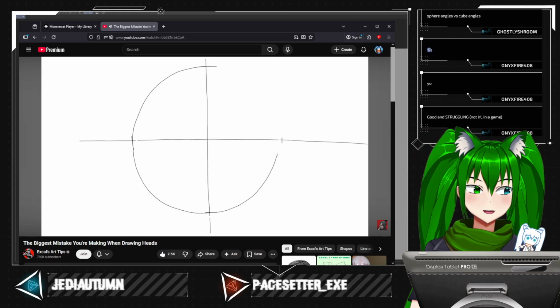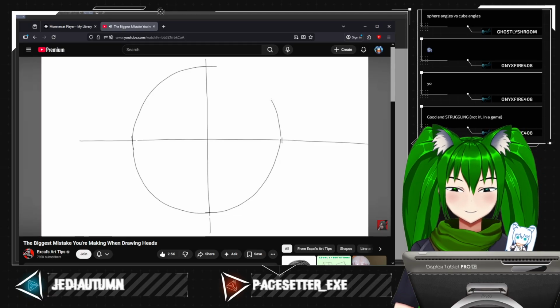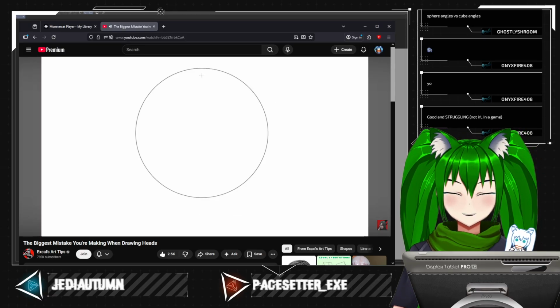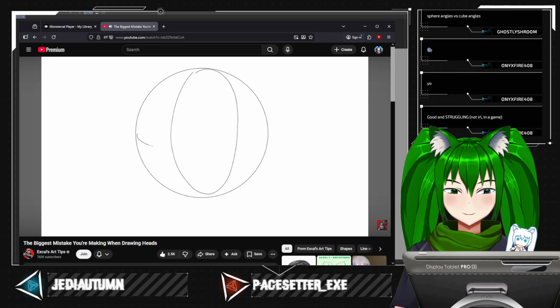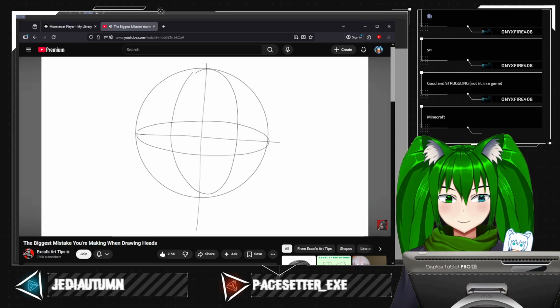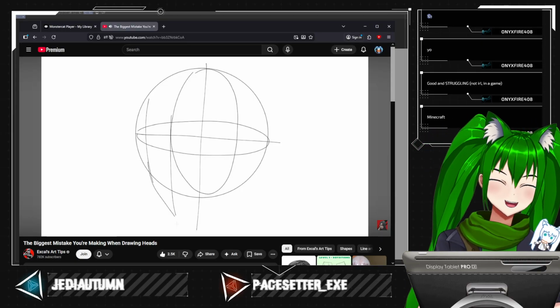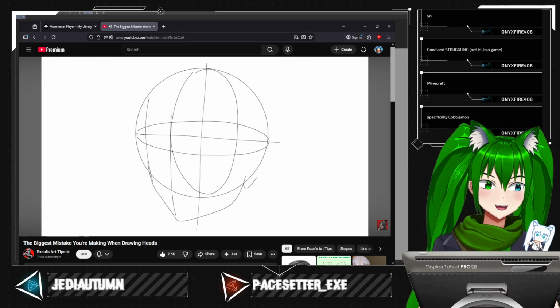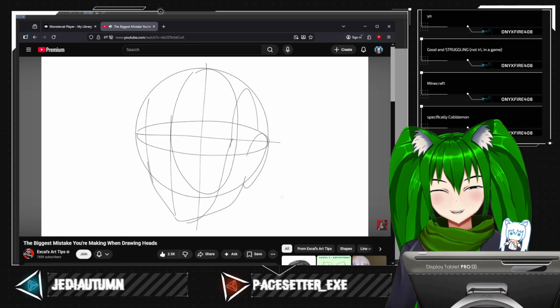The issue is that your line control is still going to be bad when it comes to the rest of the lines. Until you improve your line control, the sphere will still look incorrect, even if you're using the line tools.